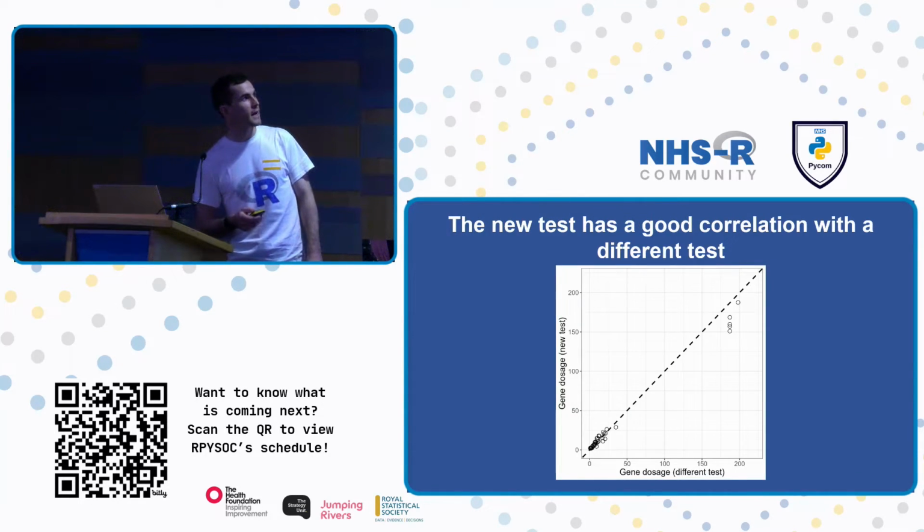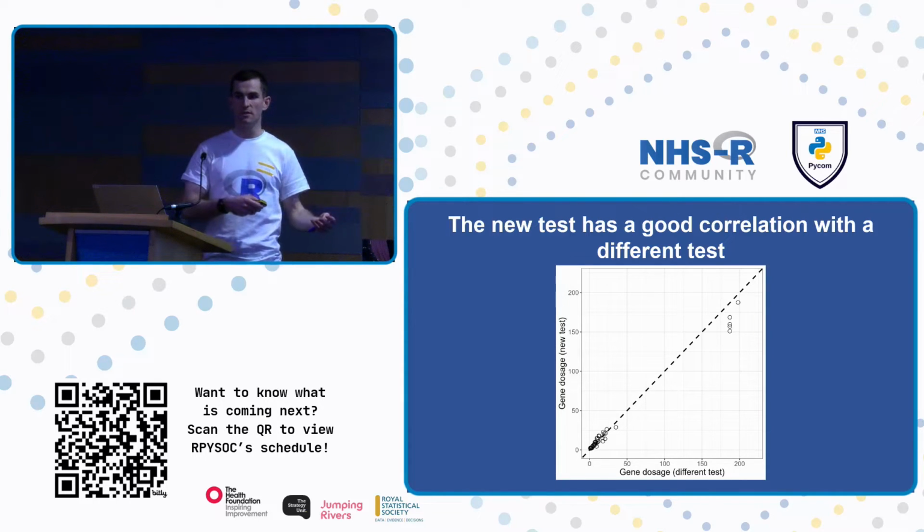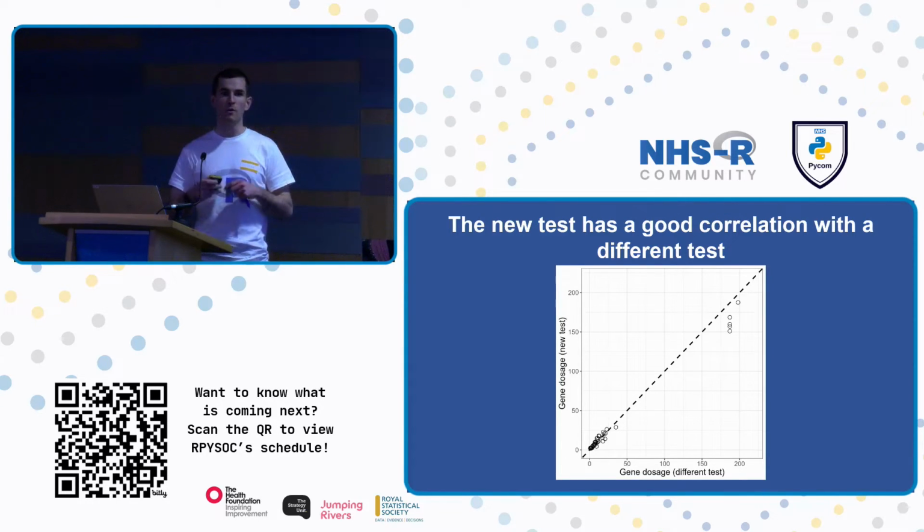We could also look at the correlation of our new test with a different test. The way I describe this is, imagine you have a ruler and you want to know if your ruler is measuring correctly. One way to do that is to take your ruler, measure an object, and then take a different ruler, measure the same object, and see if the results line up.